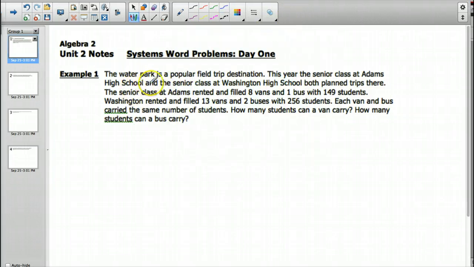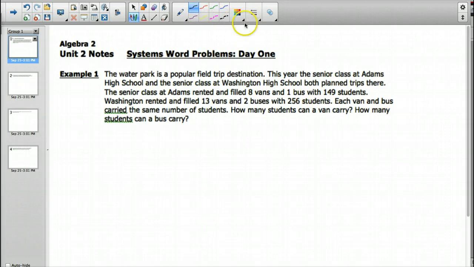So in this first example, we've got a water park that two different classes from two different high schools are going to on a field trip. It says the senior class at Adams rented and filled 8 vans and 1 bus with a total of 149 students. And then the classes at Washington filled 13 vans and 2 buses with a total of 256 students. Assuming that each van and each bus carried the same number of students, we want to know how many students can a van carry and how many students can a bus carry.